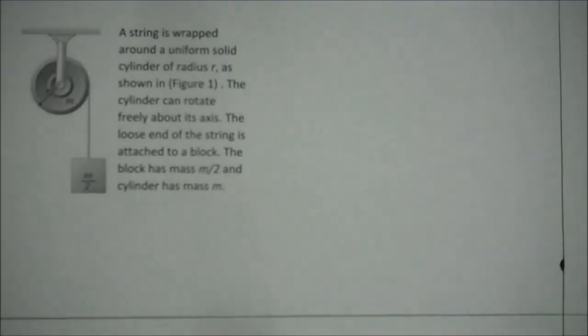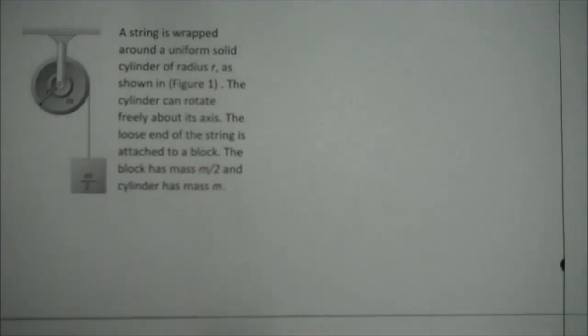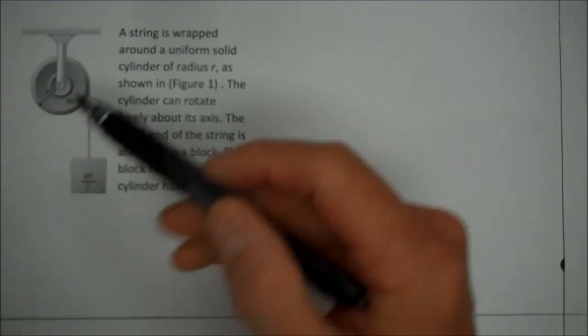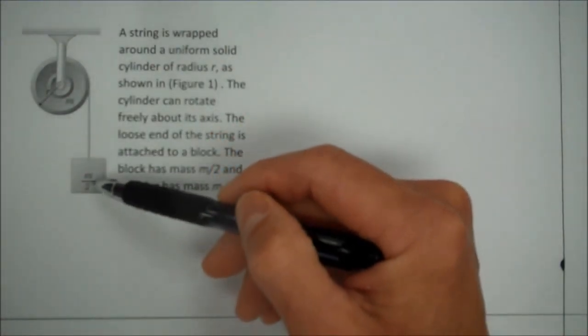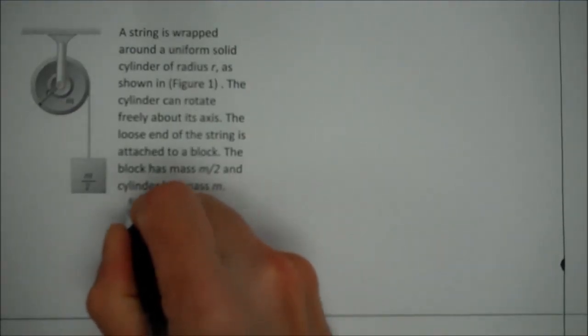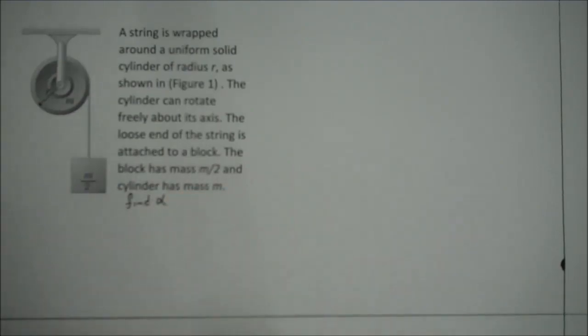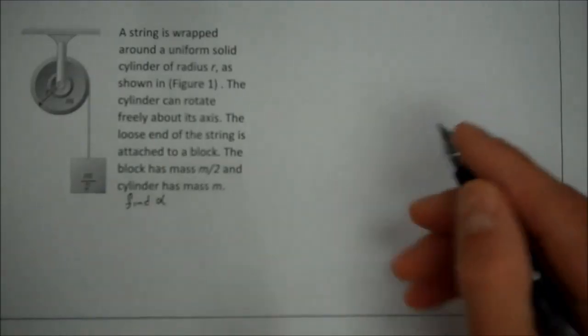Okay, here's an Atwood machine where we have a string wrapped around a solid cylinder pulley that has mass M and radius R, and suspended from the loose end of the string is a block of mass M over 2. What we want to do today is find the angular acceleration of the pulley, alpha. Now it's all symbolic. There are no numbers, but we can work through this.